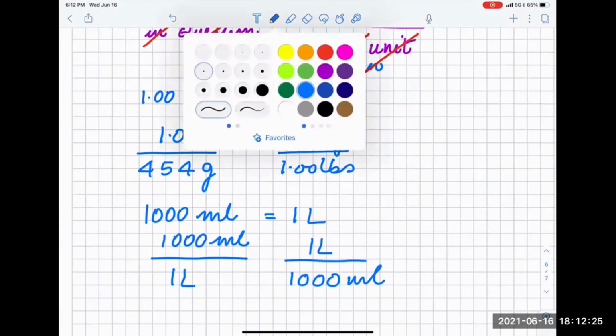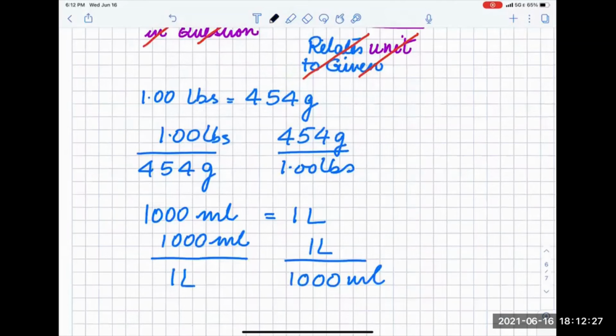Okay, now let's look at the examples. Now, do you guys have any questions from the back? Anything you want me to specifically do? No? Let's see.